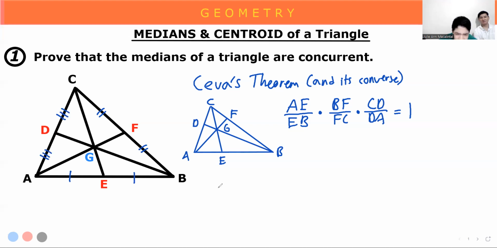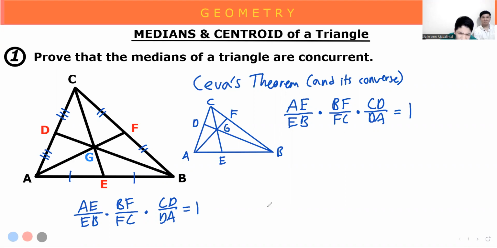So tick marks. If we can prove that AE over EB times BF over FC times CD over DA is equal to 1, then we can prove that the medians are concurrent.